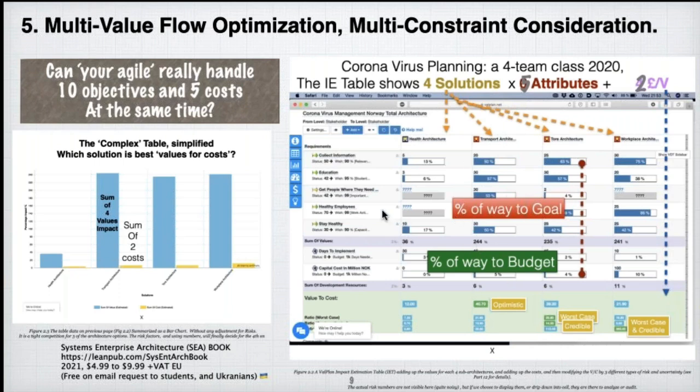Here's another way of doing this. You can do this on any spreadsheet, of course, and using the spreadsheet information, you can generate a little bar chart. Here we can see that this transport architecture one has really good value and really low costs, okay? Whereas this has low value and almost the same cost, so that's sort of a loser. Anyway, this is what I mean by multi-value optimization, multi-constraint, with the cost under consideration.